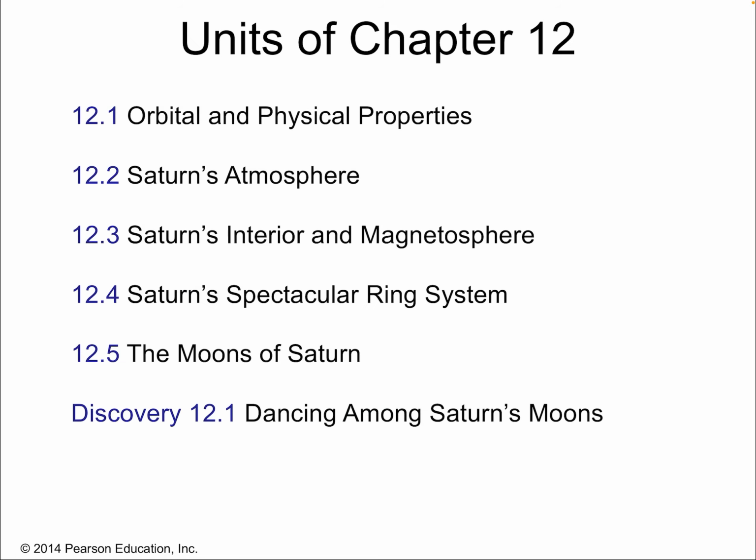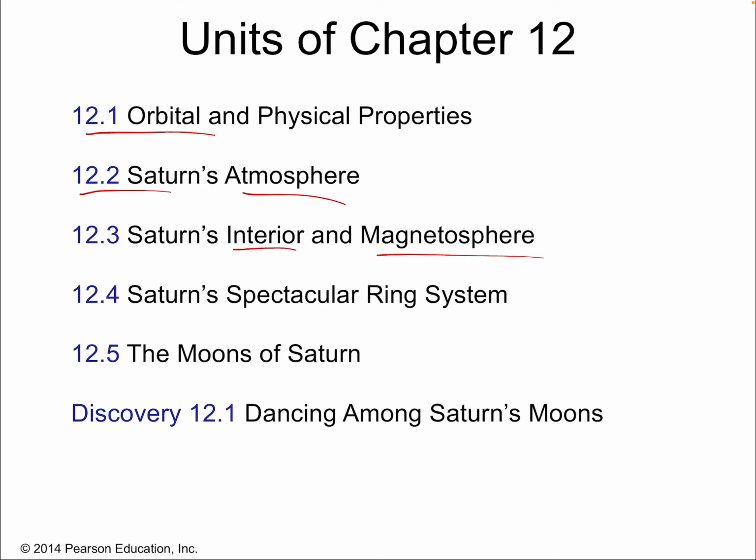Let's summarize those topics. First of all, we want to talk about the orbital and physical properties of Saturn, as we do for all of the planets in the solar system. We want to start from the outside in and talk about the atmosphere of Saturn. What's up with its clouds? Why are the clouds less colorful on Saturn as compared to Jupiter? Then we want to talk about its interior and the formation of its magnetosphere, which is this magnetic field.